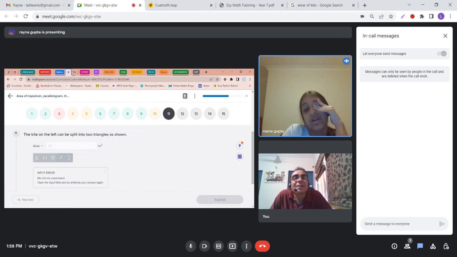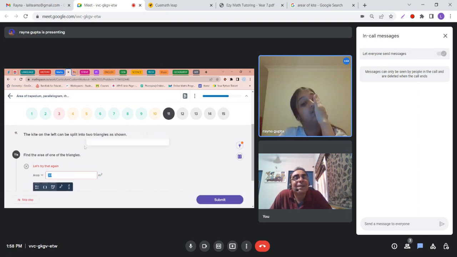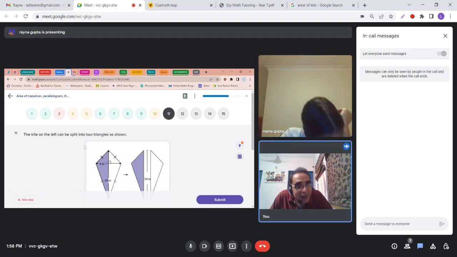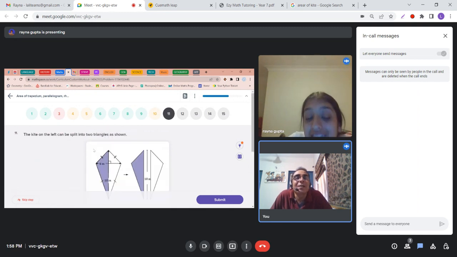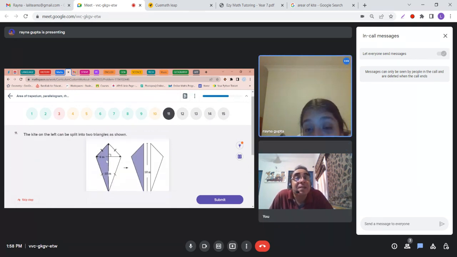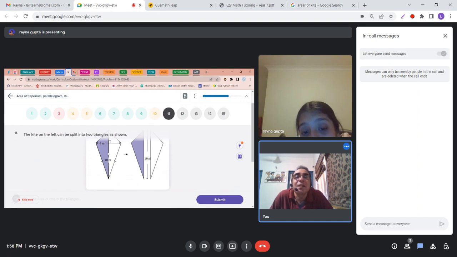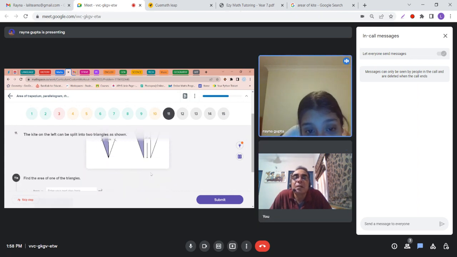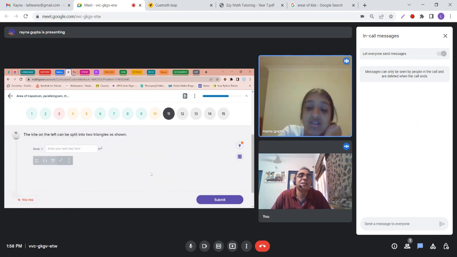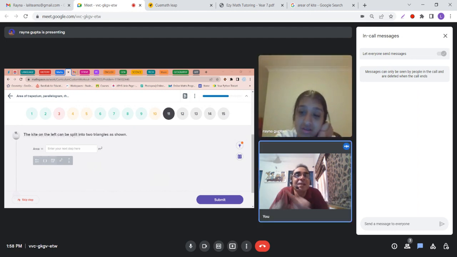It's not correct. Why? Focus on the diagram again. See the height of the triangle. Base is 10, not the height. The height, that complete diagonal, is 6. Half of 6 is going to be how much? 3. So why are you taking 6? You're taking the complete diagonal. No, you needed half.